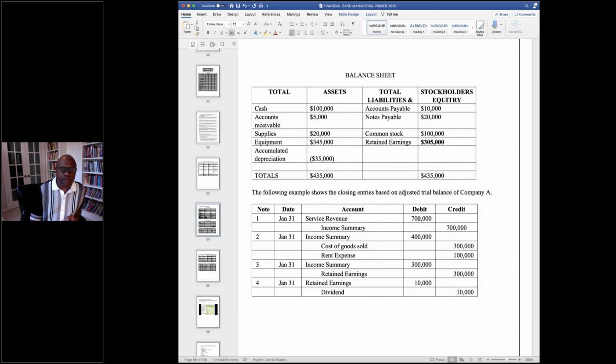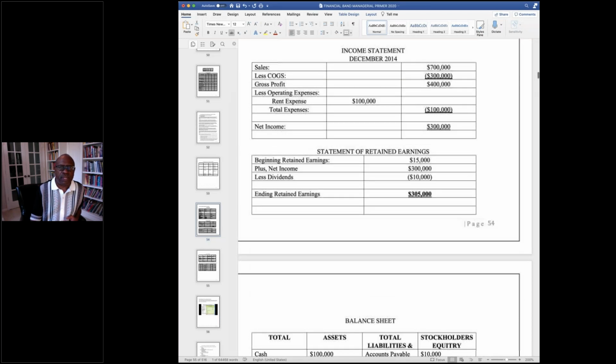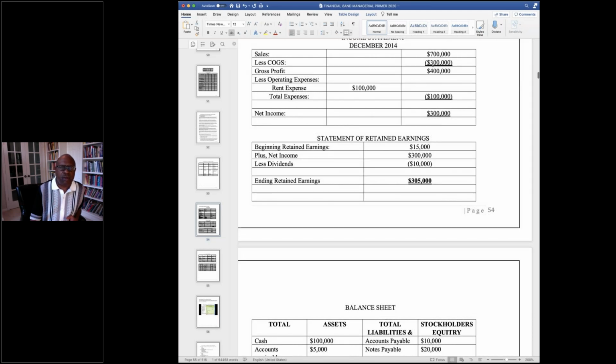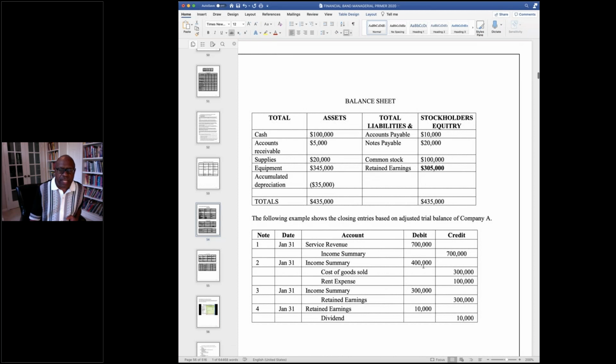So we debit revenue for 700,000. We credit income summary for 700,000. That's the first closing entry. The second closing entry, we have to close out the cost of goods sold and rent. So we're going to debit income summary for 400,000, credit cost of goods sold and rent expense for 300,000 and 100,000.